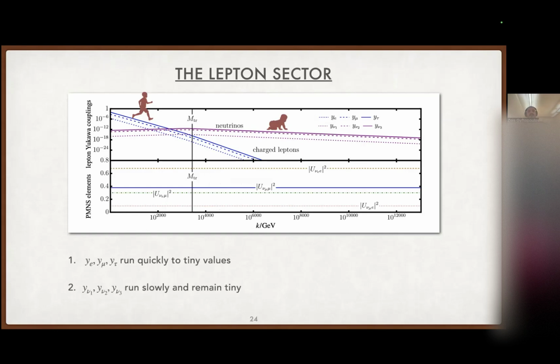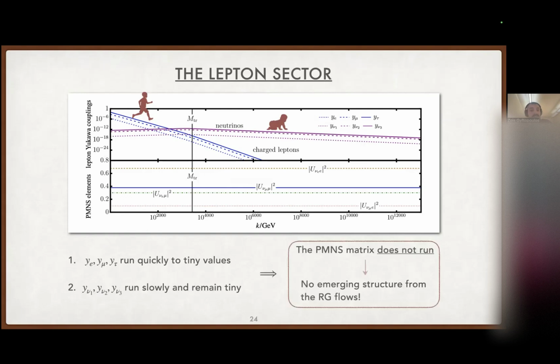So here in our lepton sector, if we view this from the infrared to the UV, because we fix the infrared values to the standard model, we see that the lepton sector runs quickly to tiny values, and the neutrino Yukawa couplings run very, very slowly and remain tiny. And as a result, the PMNS matrix does not run. So there is no emerging structure if we embed the lepton sector in this top-bottom cascade.